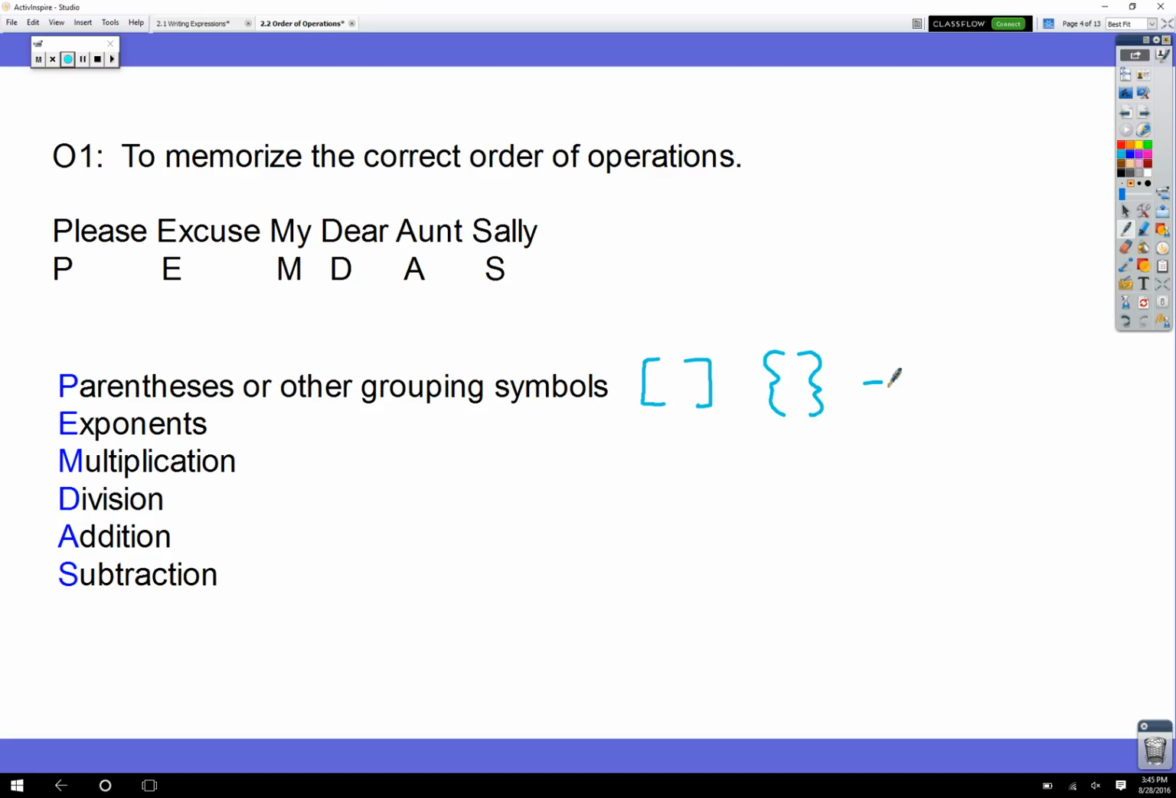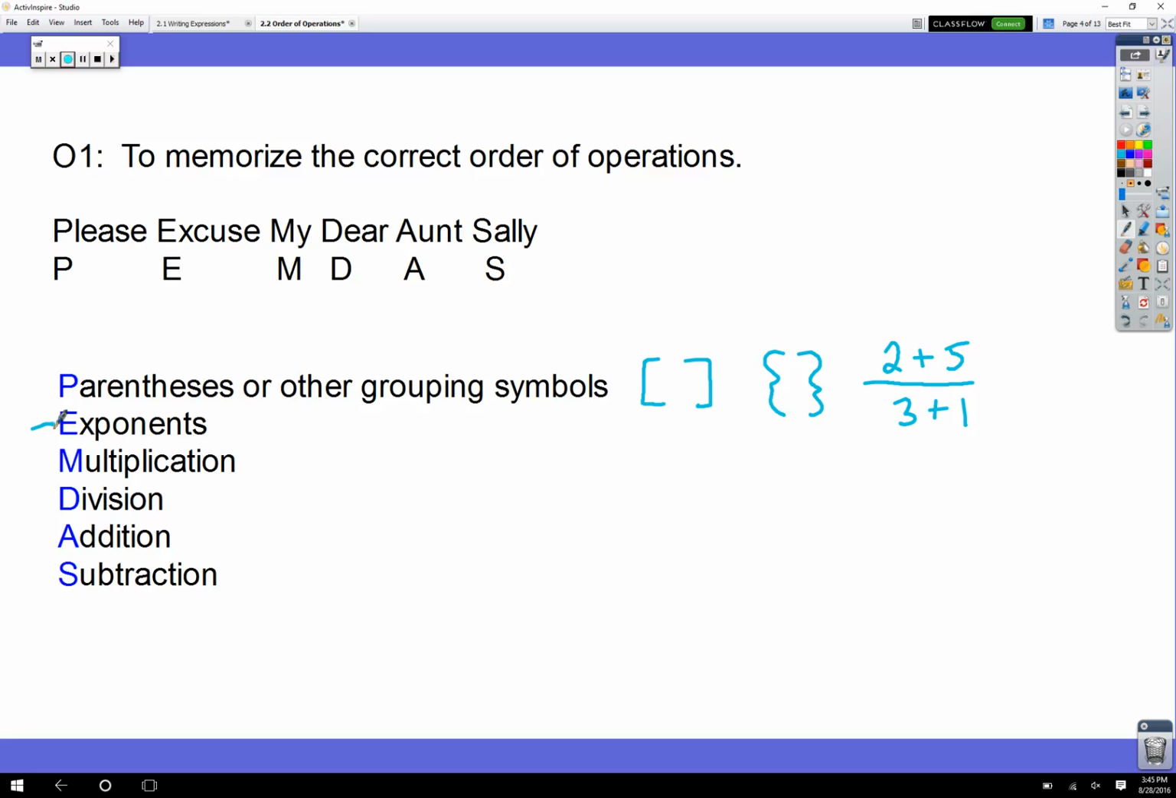Also, a fraction bar is considered to be a grouping symbol. So if you had something like 2 plus 5 over 3 plus 1, this fraction bar works as a grouping symbol. It tells us to do what's above it first and then what's below it next before we actually do the division. Okay, second is E, which stands for exponents.